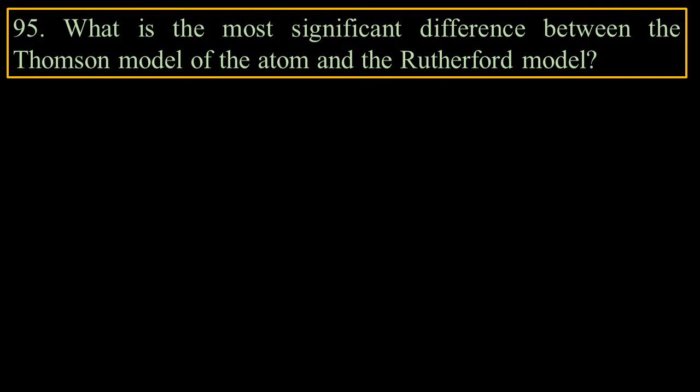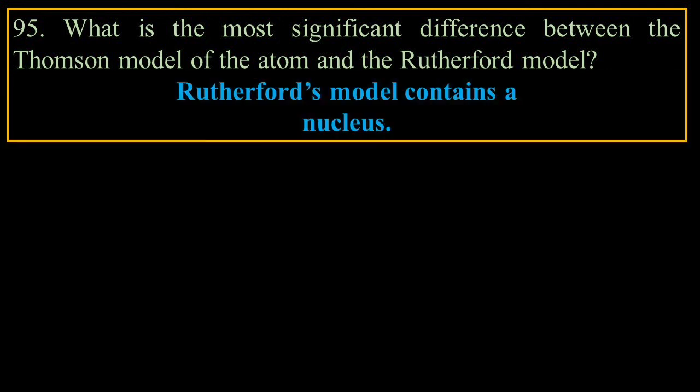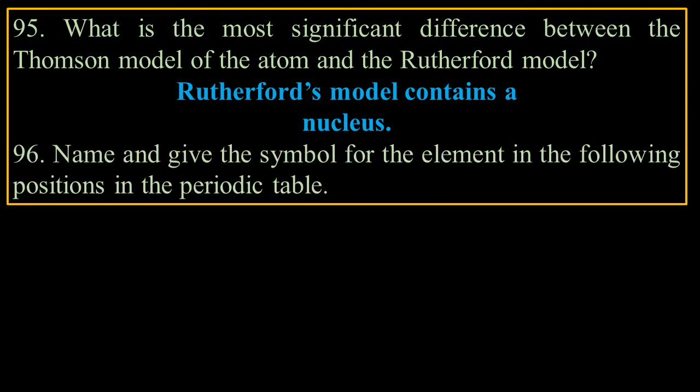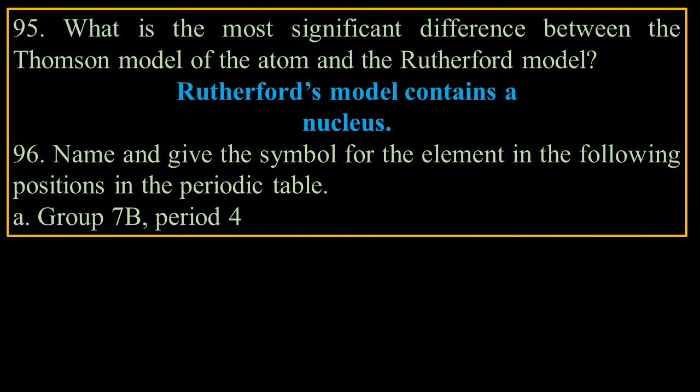What is the most significant difference between the Thomson model of the atom and the Rutherford model of the atom? Rutherford's model contains a nucleus. Very interesting. Oh, that's a flash from the past, huh? Name and give the symbol for the element in the following positions in the periodic table. Group 7B, period 4. Manganese. I see.